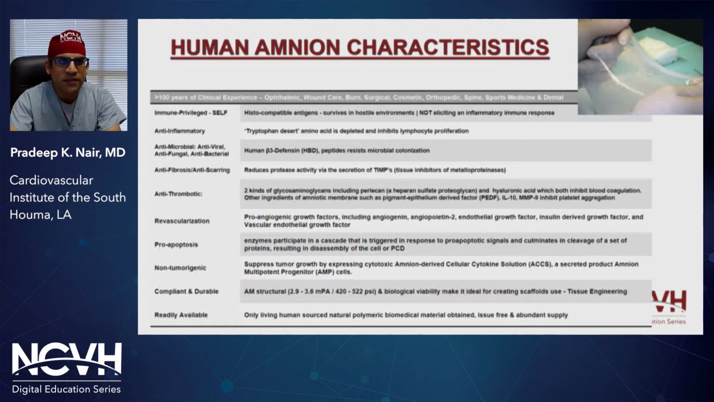So here are some characteristics that we talked about. One of the facts is that the human amnion has the ability to provide anti-inflammatory effects. It provides a tryptophan desert in which amino acids are depleted and inhibits lymphocyte proliferation. It also has antithrombotic effects.